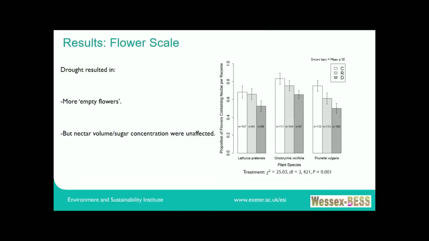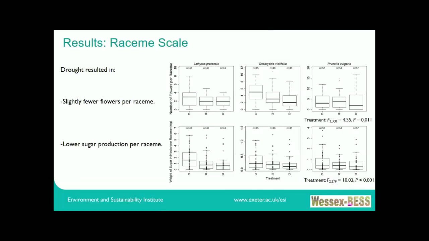And then at the raceme scale, we found that drought resulted in slightly fewer flowers per raceme, but as you can see, it's not a particularly clear effect for all of the species that we looked at, but certainly a kind of weak effect overall. And then all of these effects that I've described so far accumulated in there being lower sugar production per raceme. So it's just an accumulation, there being fewer flowers, and then those flowers being less likely to contain nectar.